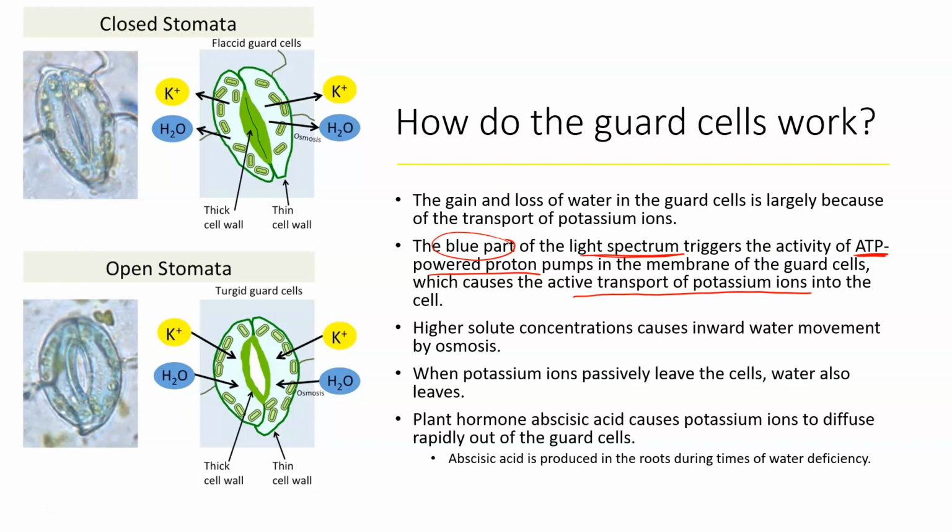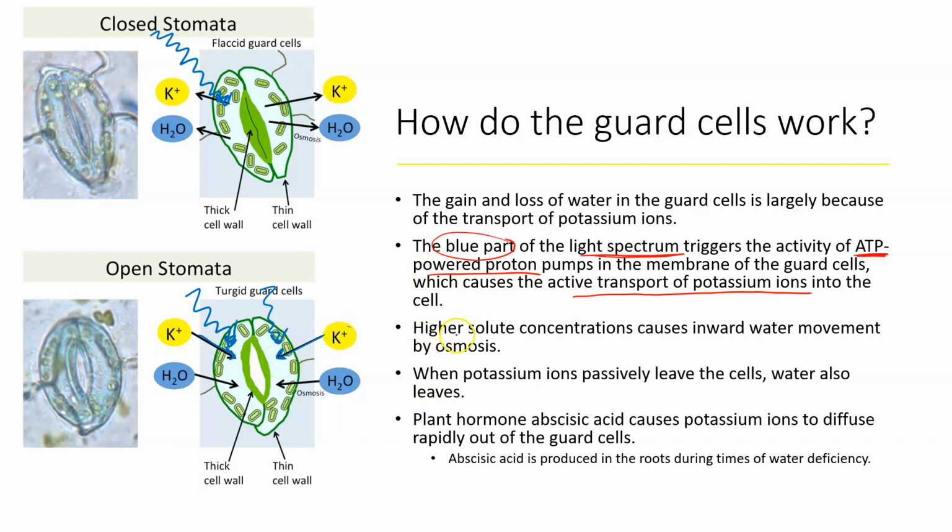So when the guard cells are in the presence of blue light, and blue light is coming in and striking these stomata, it's going to cause a proton pump to actively transport the potassium ions into the cell. You'll see these potassium ions now coming into the cell as the blue light turns on those proton pumps, and it's going to cause potassium ions to come in.